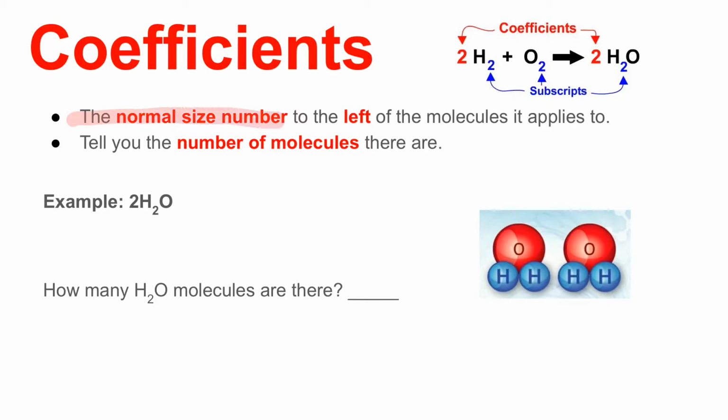Coefficients are the normal size number to the left of the molecule it applies to. It tells you the number of molecules there are. So an example is 2H2O. How many total H2O molecules are there in 2H2O? Well, there are 2.